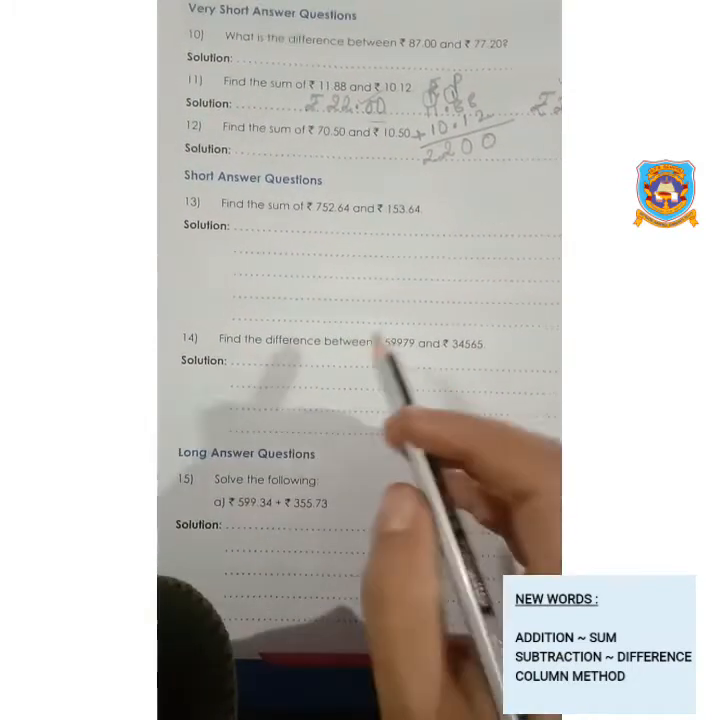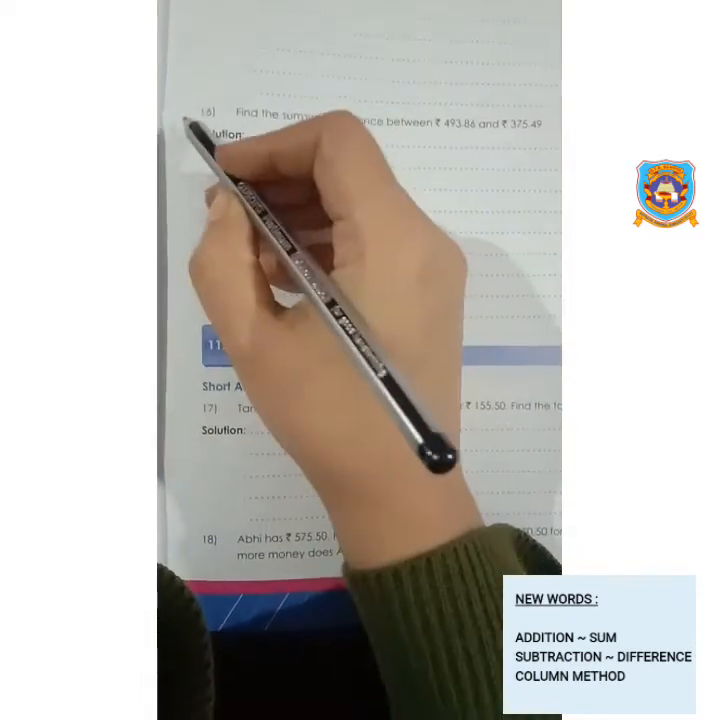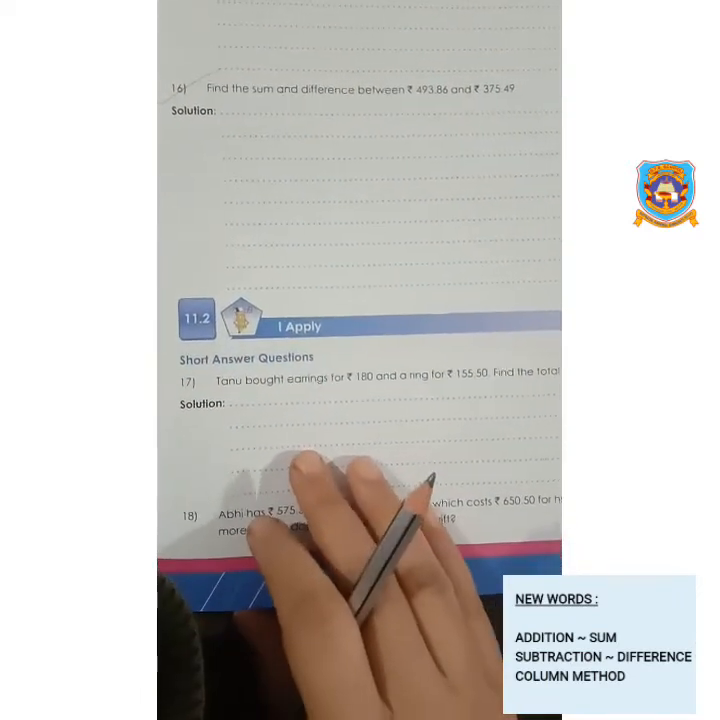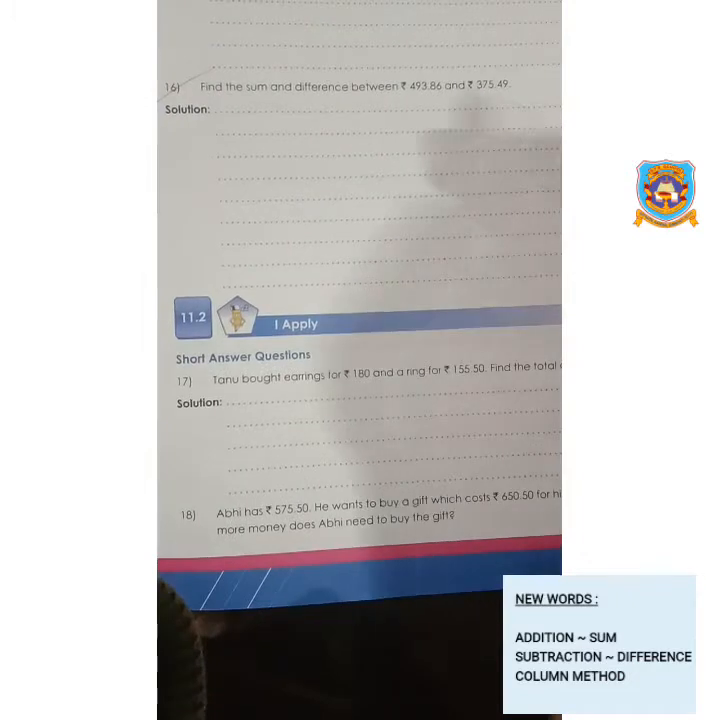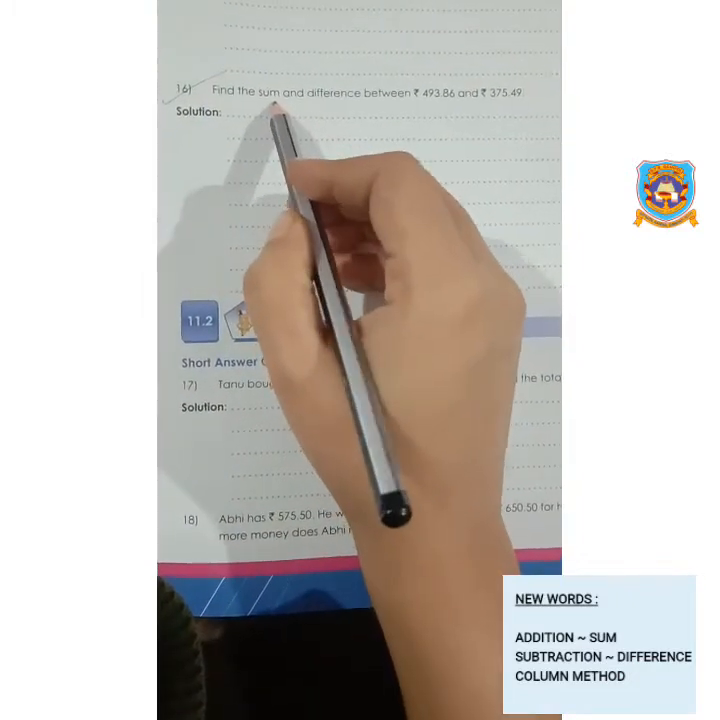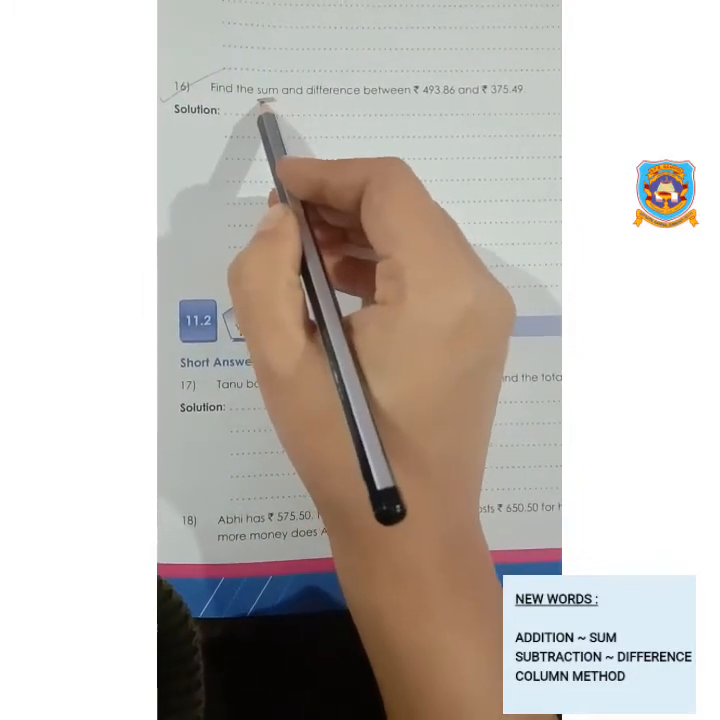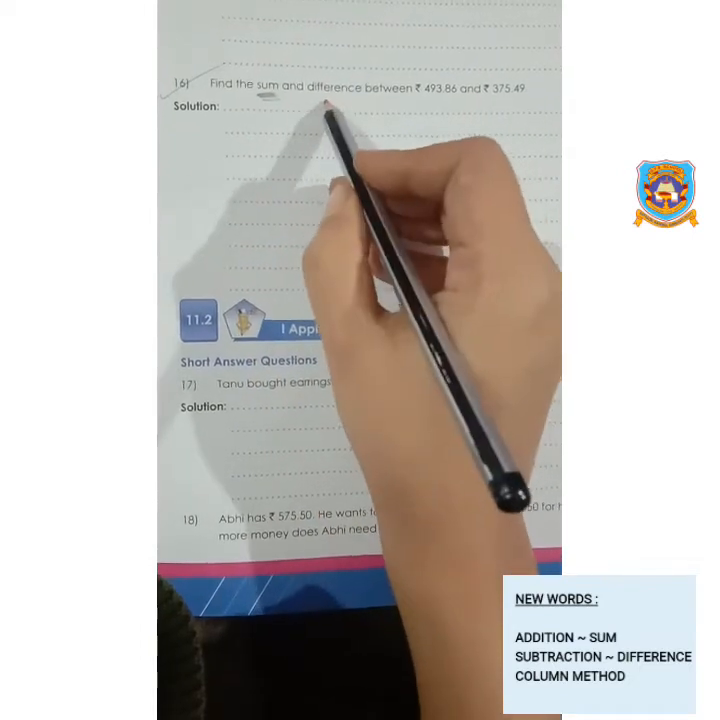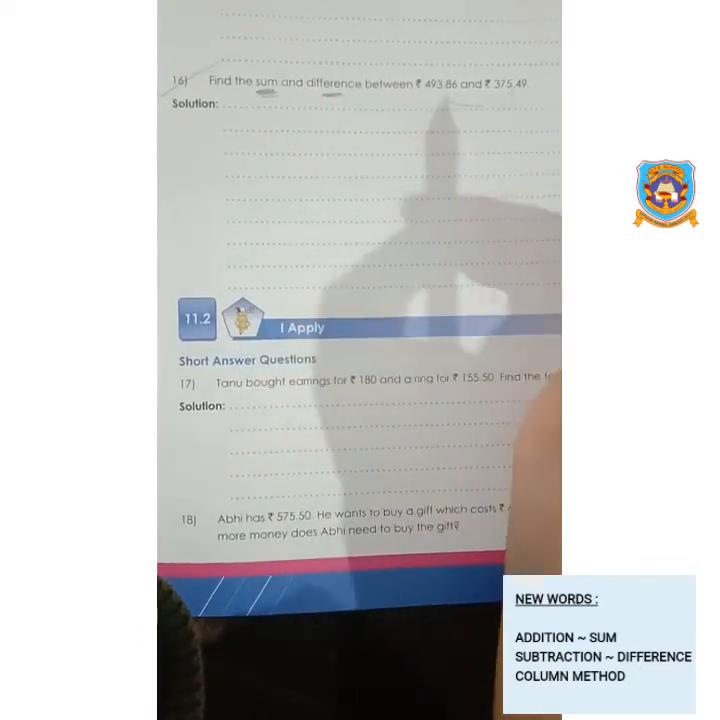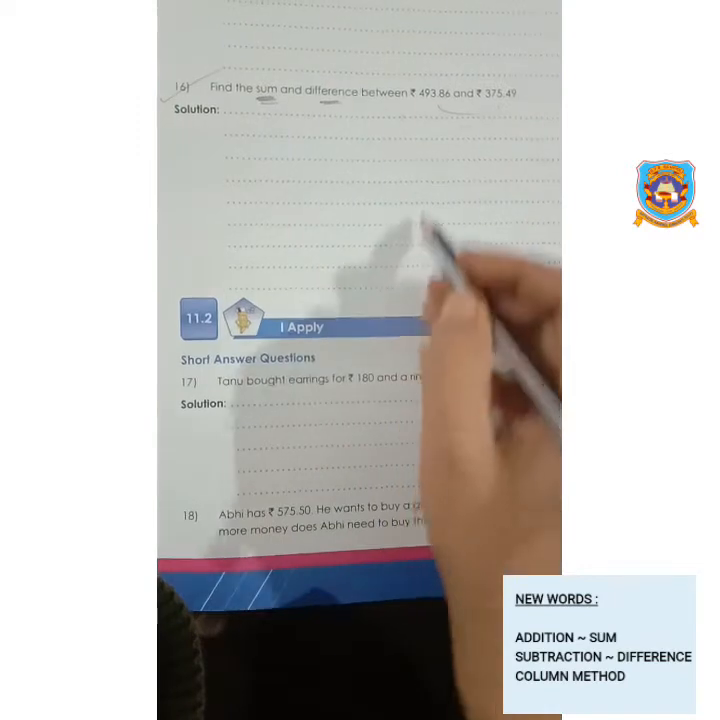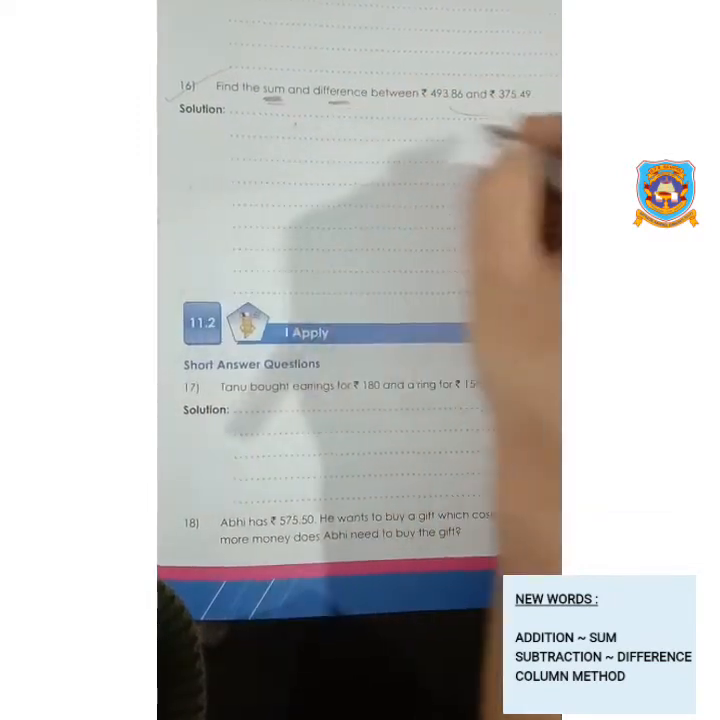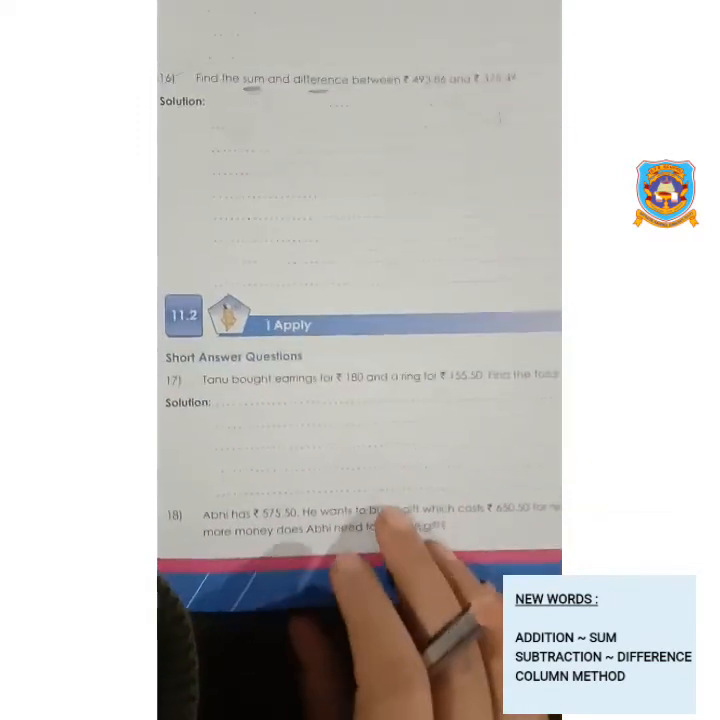Question number 12, 13, 14, 15 and 16 you have to do by yourself. These all are homework and it is very easy. Only we have to find the sum or difference. Now question number 16 is very easy, but two answers are given here. First you have to find the sum and also you have to find the difference between these two numbers. So you make a line like that, find the sum and find the difference.